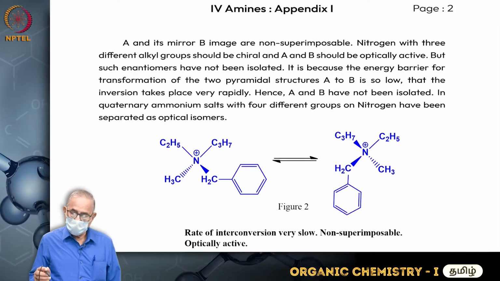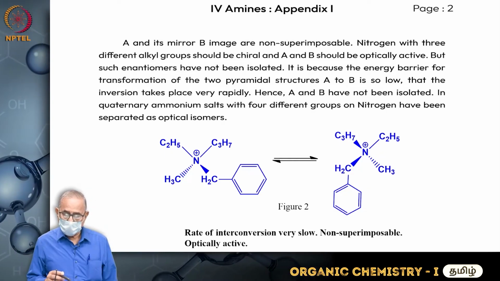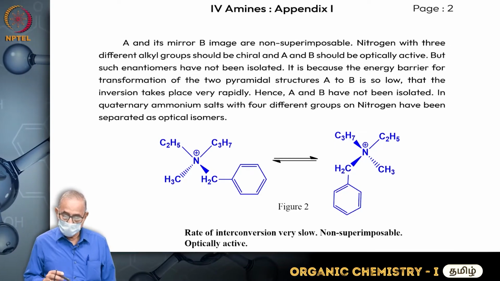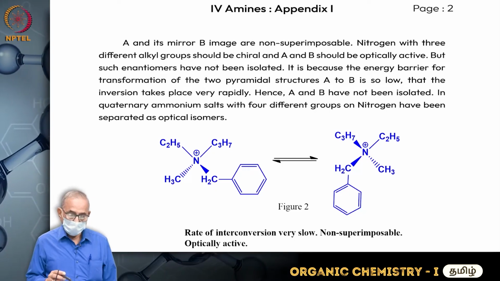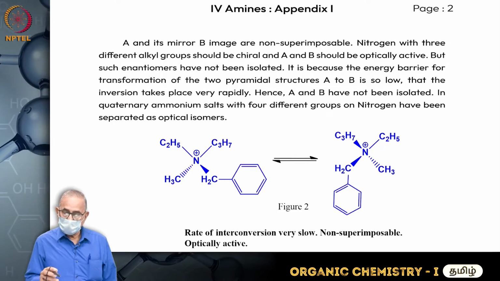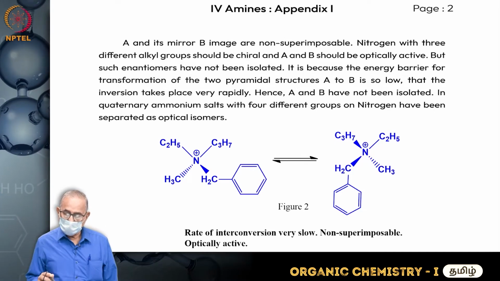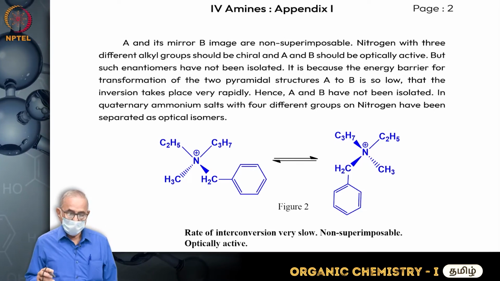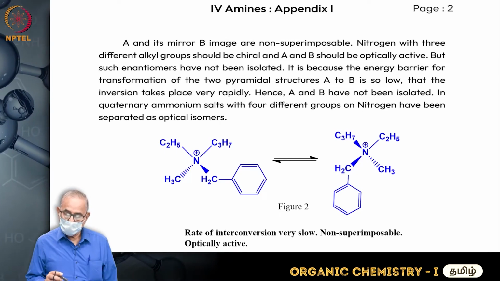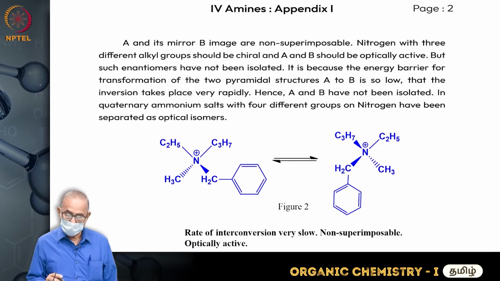If you have even nitrogen with 3 different alkyl groups, you expect it to be chiral, and A and B should be optically active. The previous 2 are ammonia substituted with 3 alkyl groups, but such enantiomers have not been isolated. Even with 3 alkyl groups, the energy barrier for conversion of one pyramid to another is small. So, the conversion of the 2 pyramids is very fast, and therefore, it does not hold the configuration, and it does not give optical activity, or it is not superimposable, because they keep changing so fast.